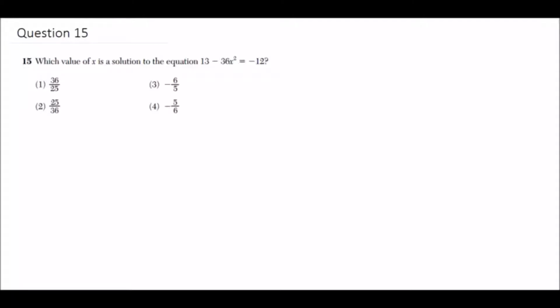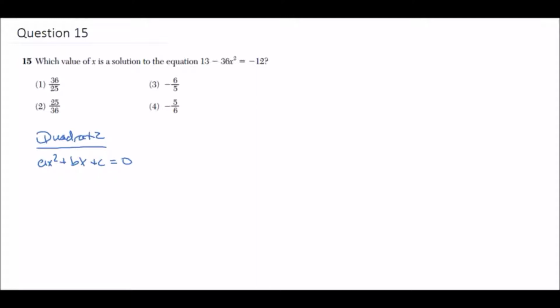All right, so here we have question number 15 for the January 2017 Common Core Algebra 1 Regents. And this is a pretty straightforward quadratic equation question. Now, generally speaking, when we have a quadratic, we want to get it into the form ax squared plus bx plus c is equal to 0, because from that we could either factor it or we could insert the values into the quadratic formula to get our answers for x.